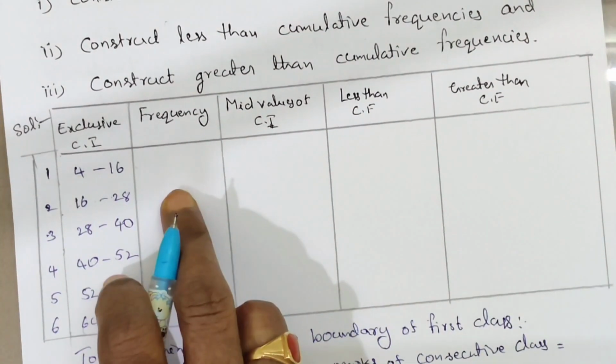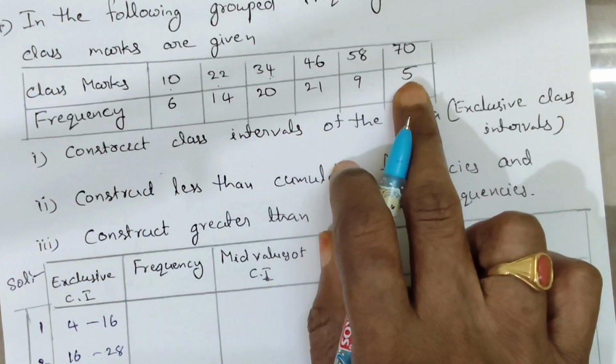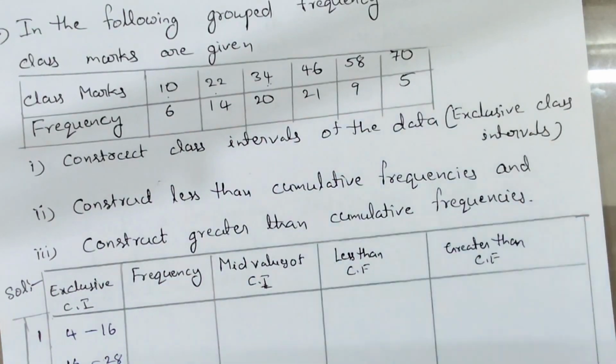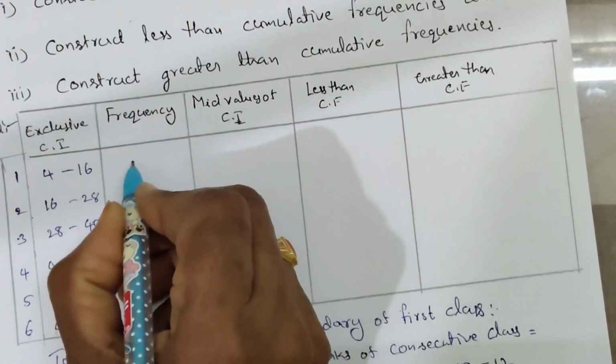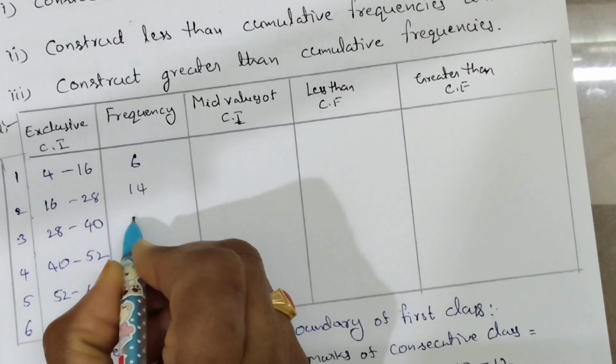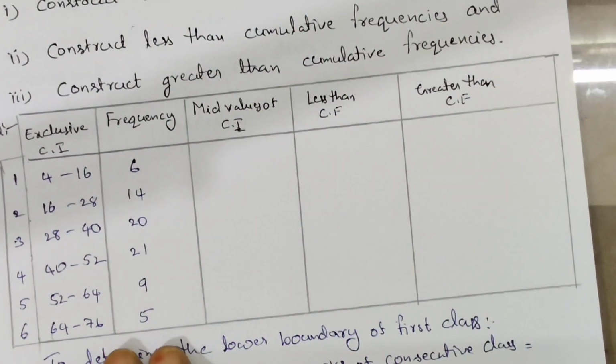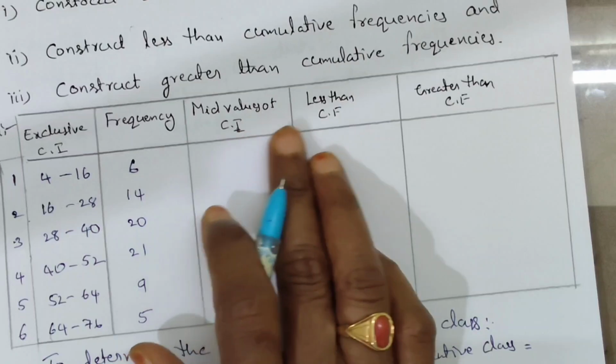Now the frequency is already given in the question. So we write these numbers: 6, 14, 20, 21, 9, 5. These are the frequencies. Now the frequency is completed. Next, the mid values of the class intervals.